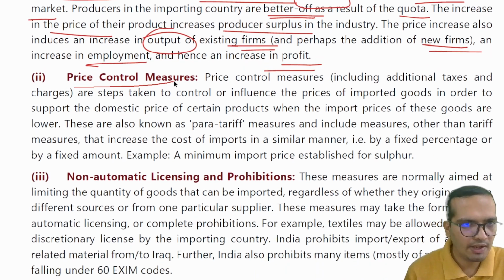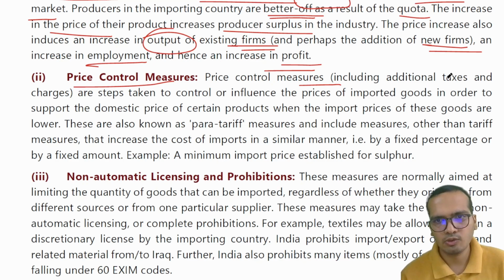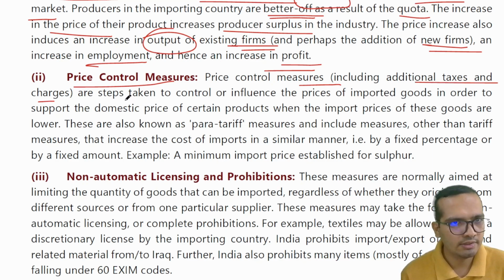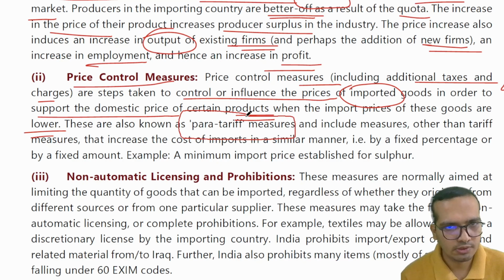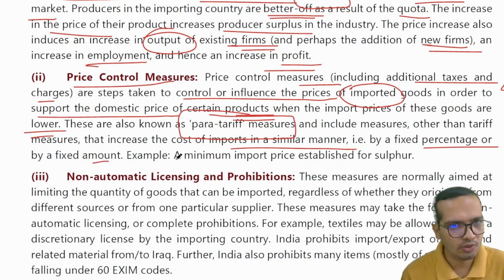Then we have price control measures. Price control measures include additional taxes and charges, which are steps taken to control or influence the price of imported goods, in order to support domestic prices of certain products when the import prices of these goods are lower. These are known as para-tariff measures and include measures other than tariff measures that increase the cost of imports in a similar manner, that is by a fixed percent or a fixed amount. Example, a minimum import price established for sulfur, a chemical.